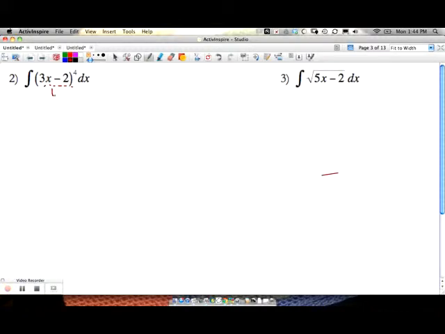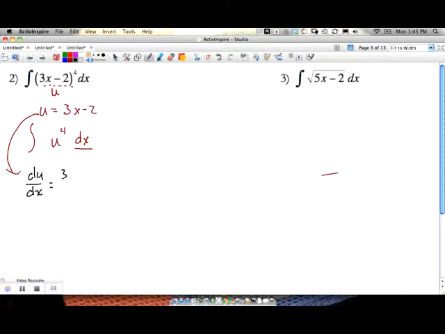All right, so the inside layer, that's what our u is going to be. So in this case, u equals 3x minus 2. So if I were to do the substitution at this point, I would have u to the 4th times dx. So I got to get rid of that dx now. So let's take the derivative and see what happens.